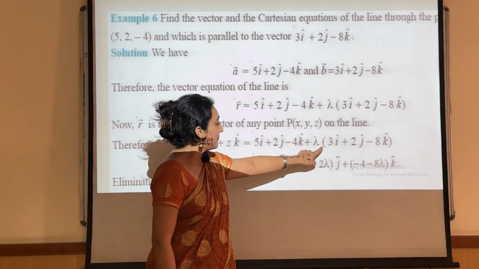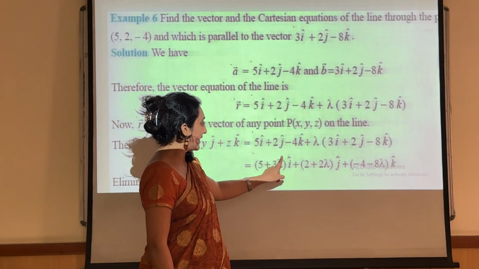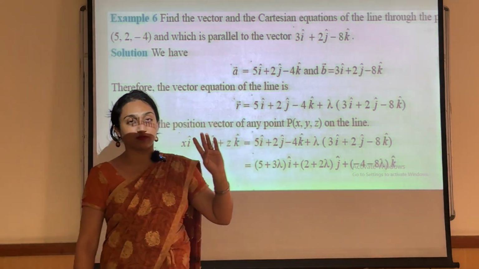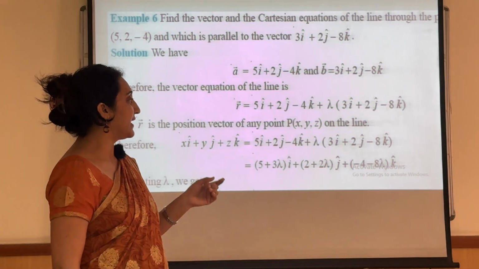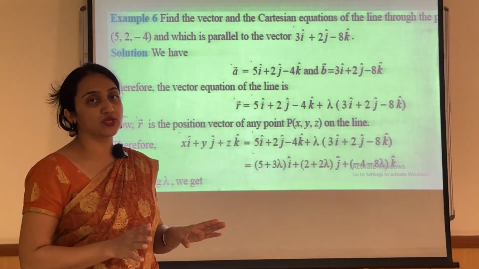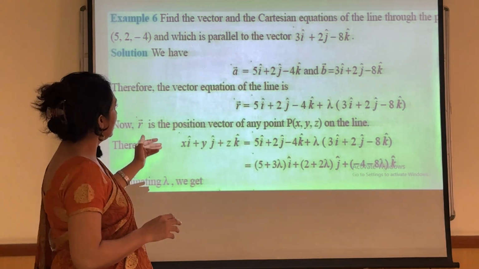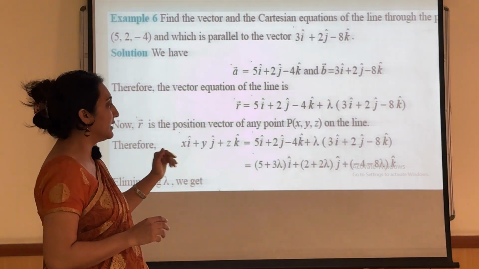I will put the components of i cap in a bracket. It will be (5 plus 3 times lambda) into i cap. Then I will club the components of j cap and k cap in their brackets, and the question is over. So what we are getting here is the vector equation of the line.